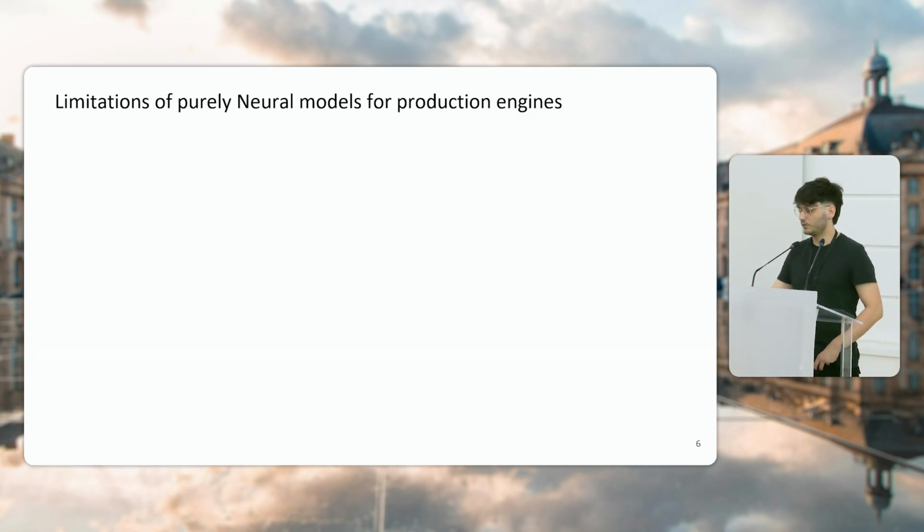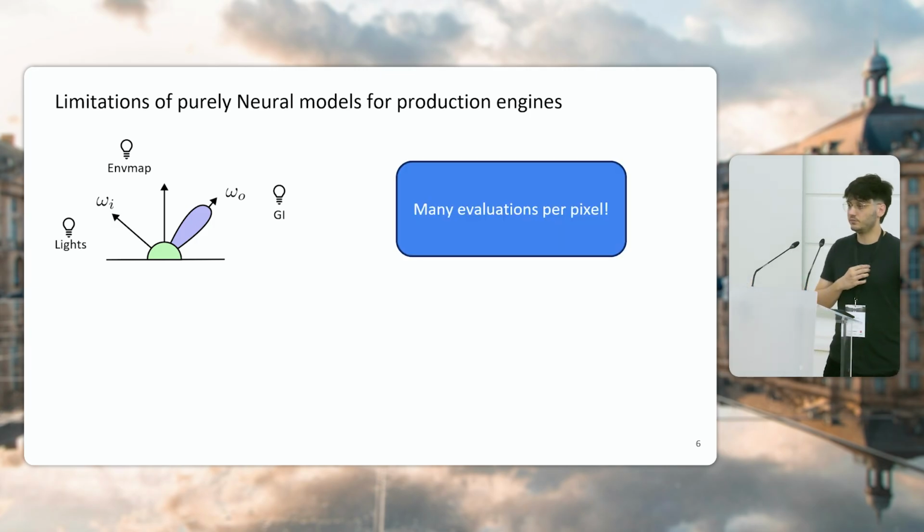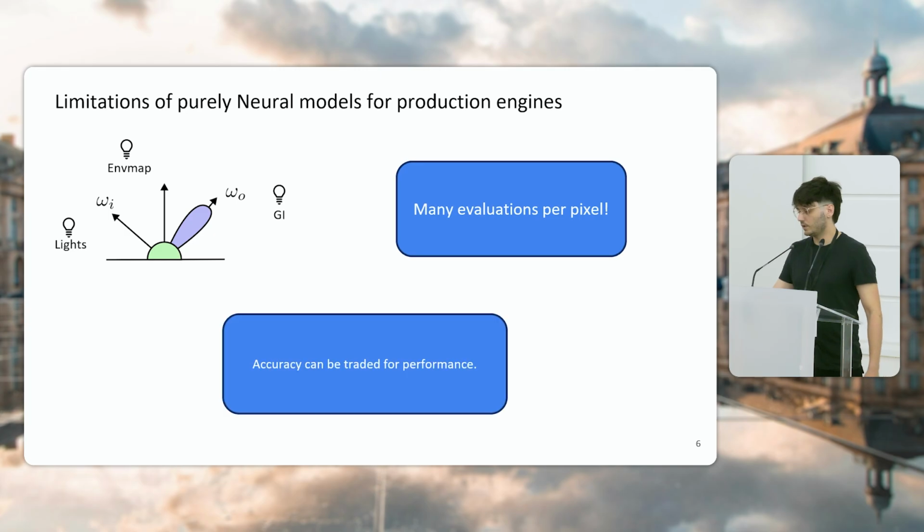In particular, for production engines, you often end up with multiple samples. So you sample all your lights in your scene, you sample your environment map, or even GI probes for current video games, which means you end up sampling and evaluating your BRDF many times per pixel. So one thing that could be interesting to develop is a way to trade accuracy in your BRDF evaluation for performance when the samples that you would be computing will not contribute much to the final appearance, because not all of these samples contribute equally to the final image.